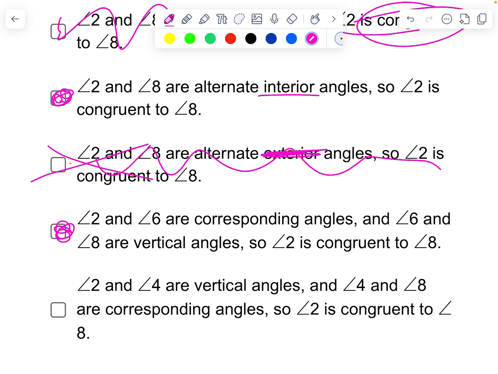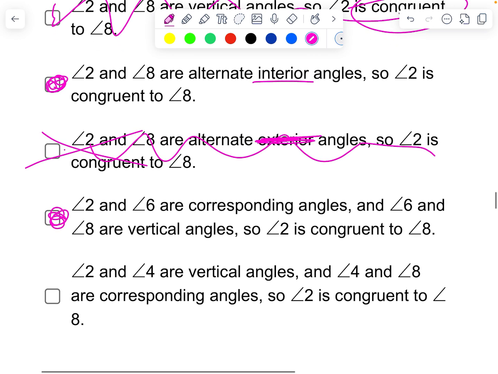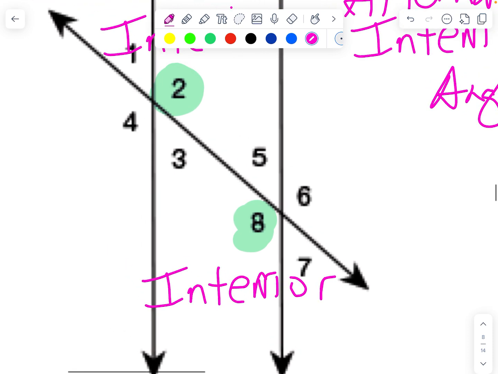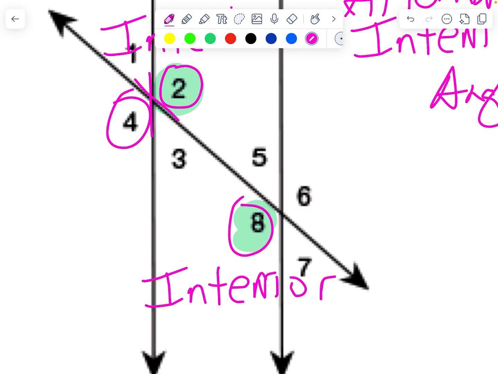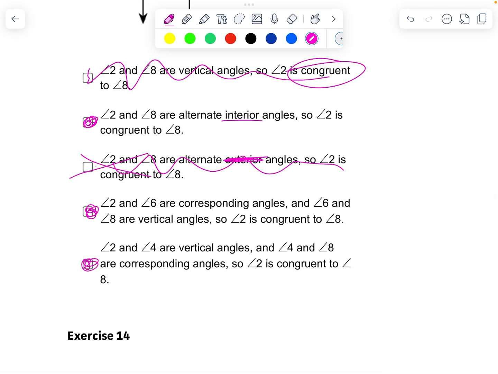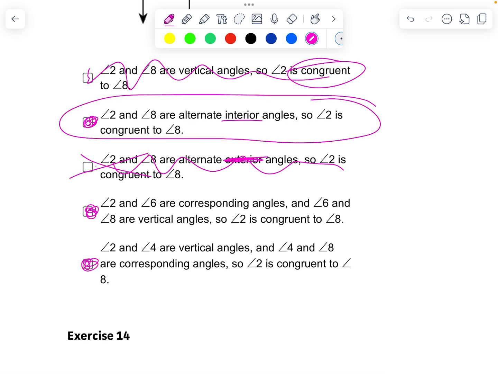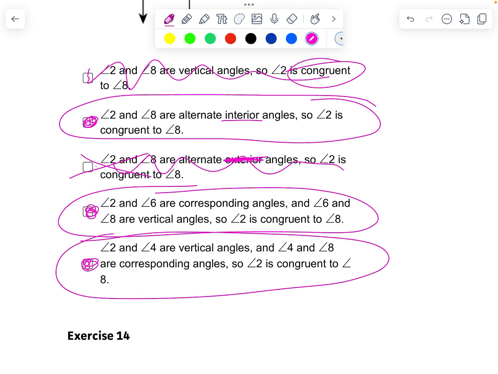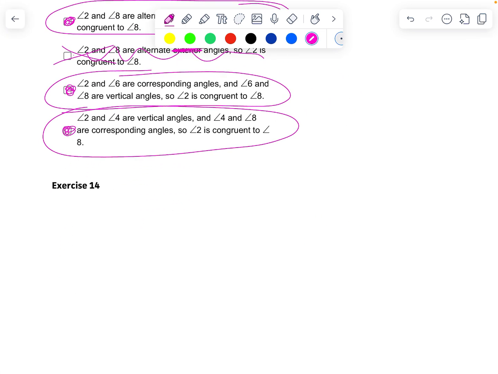Just because we already had one that was correct doesn't mean you stop looking and read the other possibilities. Angle 2 and 4 are vertical angles. Angle 4 and 8 are corresponding, so angle 2 is congruent to angle 8. Let's go look. Angle 2 and angle 4 are, yes, they are vertical angles. They make the V. And then angle 4 and angle 8 are corresponding angles. So that's true. So we have 3 true answers here. We got this one, we got this one, and we got this one. Now be careful on your paper which one you choose, because the answer on your paper could be different than the ones I hear, but you want to select which ones you have, okay? All right, that's number 13.